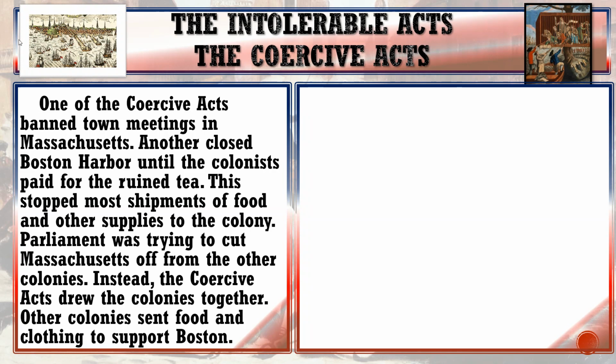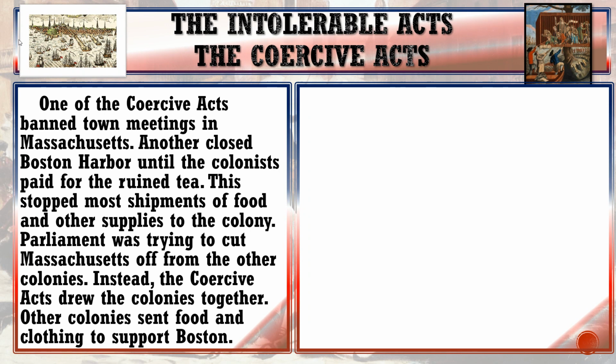Whoa. First of all, we know the importance of town meetings, and especially in New England. We talked about that. They're banned. Okay. Boston Harbor is closed. So you have what's basically an embargo where you can't bring goods in or ship them out from the harbor, right? This is pretty heavy stuff, right?